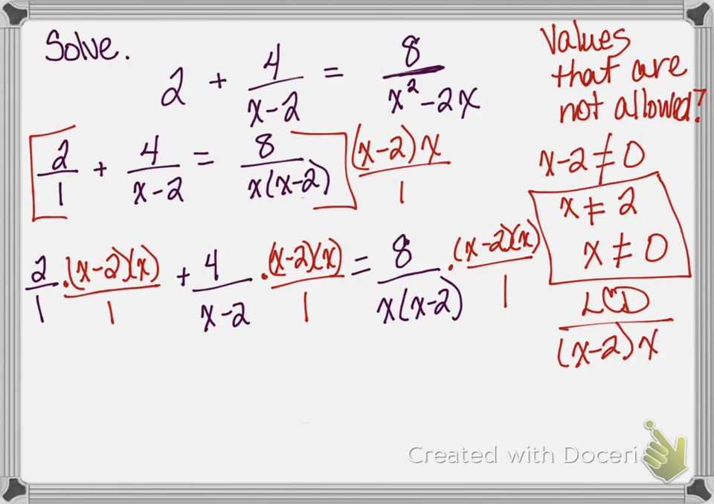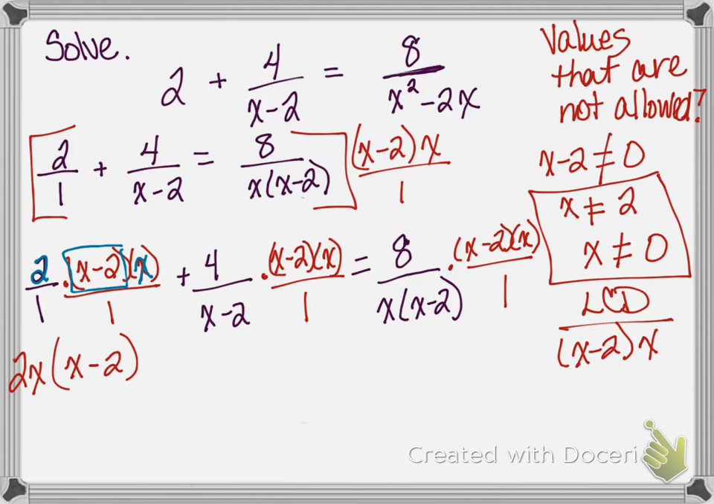I don't have anything that can cancel in my first rational. I am going to write down x minus 2, but there are 2 things that I've got to multiply this x minus 2 by. I have a 2 and an x, and I've got to distribute both of those. So this is 2x times x minus 2.